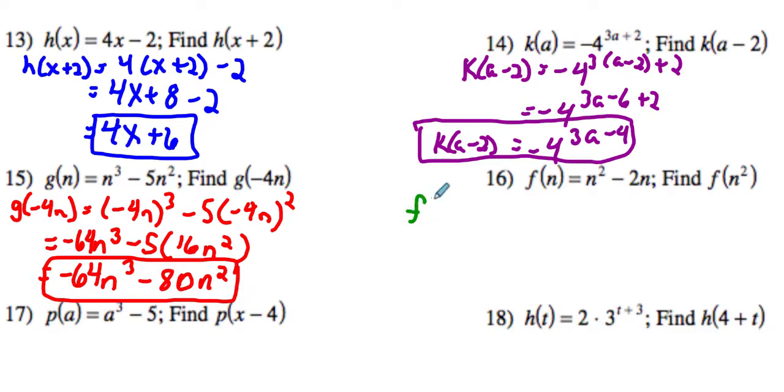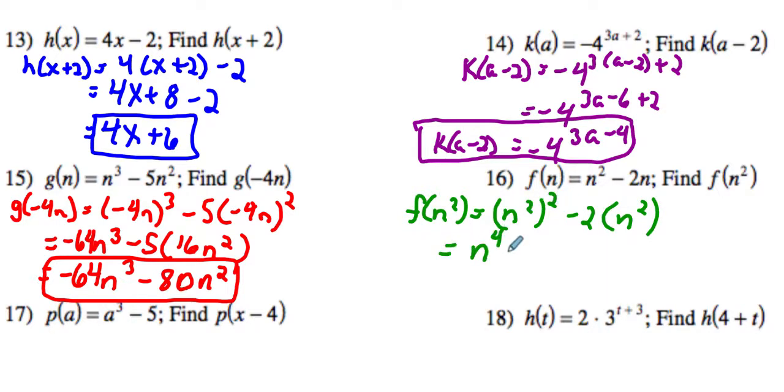So number 16, f of n squared, replace every n with n squared. I get n to the 4th minus 2n squared, no like terms, so I'm done.